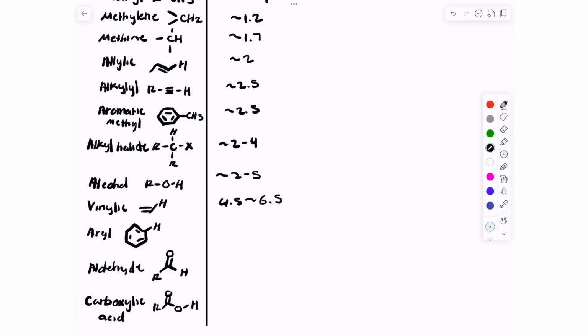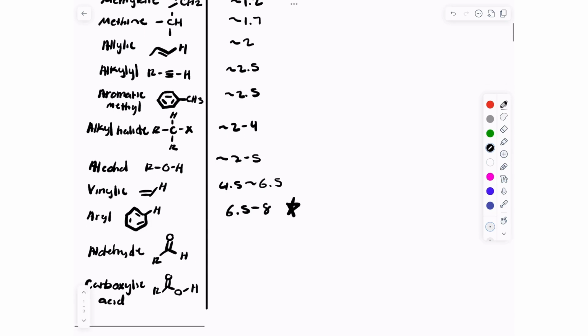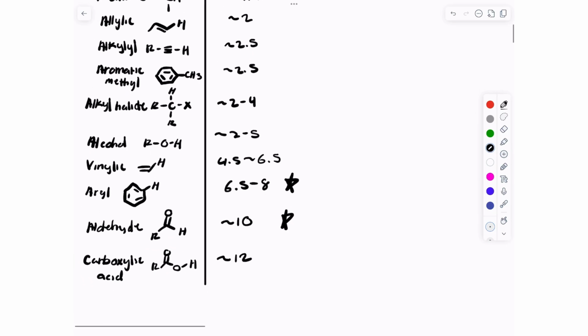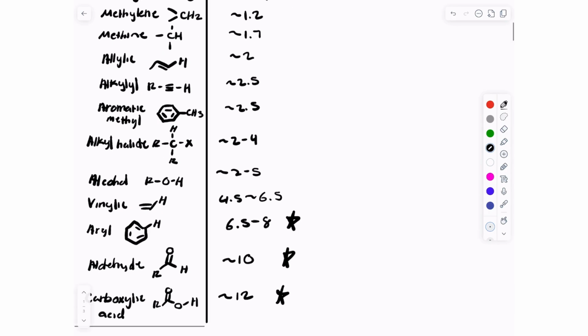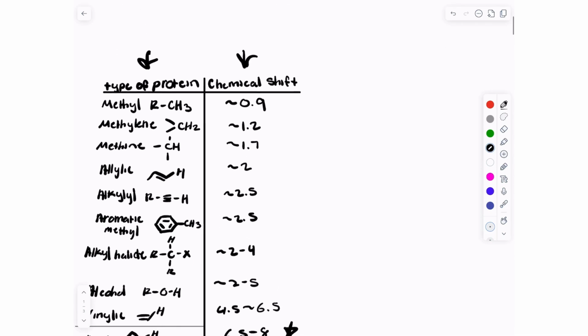A hydrogen that's on an aromatic ring would be 6.5 to 8, which I would note because you're going to see this a lot. Aldehyde, which you will also see a lot, is going to be around 10. Carboxylic acid is around 12. So these three are easier to remember for me because they're really high up. But yeah, I did see a lot of those.